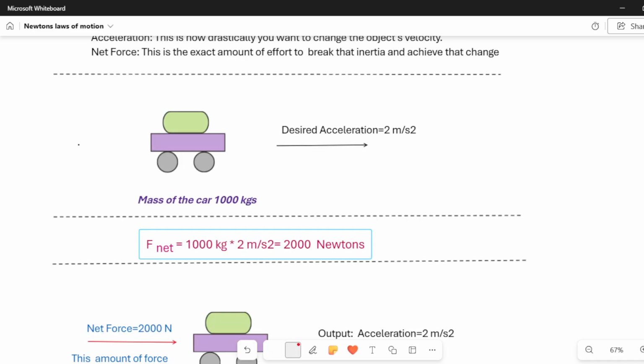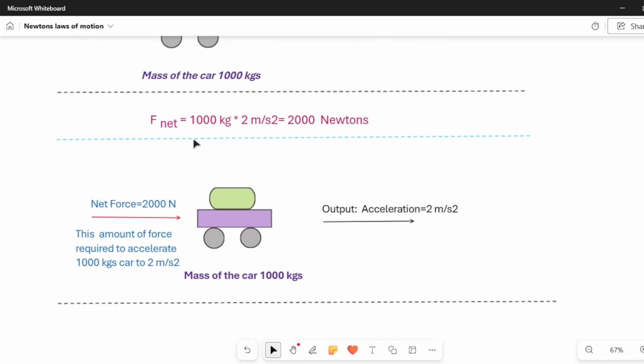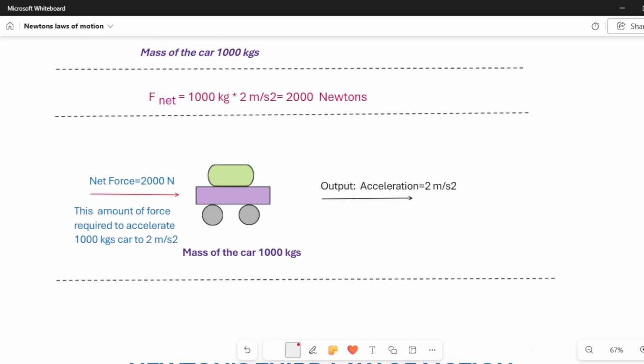So now we'll apply Newton's second law of motion, which states that force is mass into acceleration. So what will I get? I will get the net force as 2000 newtons. So this much force is required for me to achieve an acceleration of 2 meters per second square. To achieve this acceleration, I need to push my car with a net force of 2000 newtons. Got it? So this is how we apply Newton's second law of motion in real time.